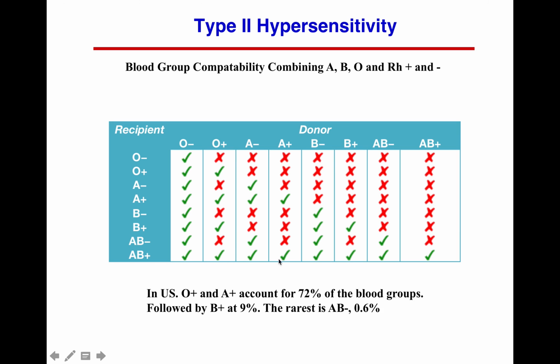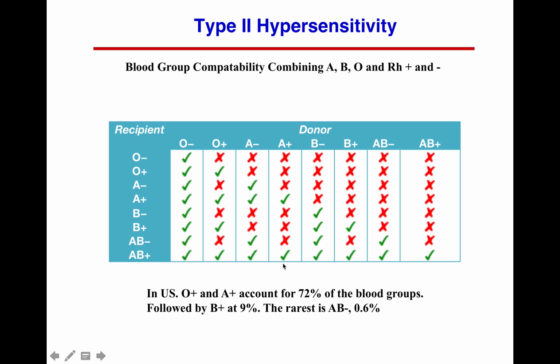AB positive, again, is the universal recipient. It can take any of these because it doesn't have antibodies to either the A, B, or RH factor. What I mean by this is that if O positive blood was given to an O negative person, then that blood could be recognized by the immune system because the RH antigen is not there, and so you could actually generate an immune reaction, generating antibodies to that O positive blood.